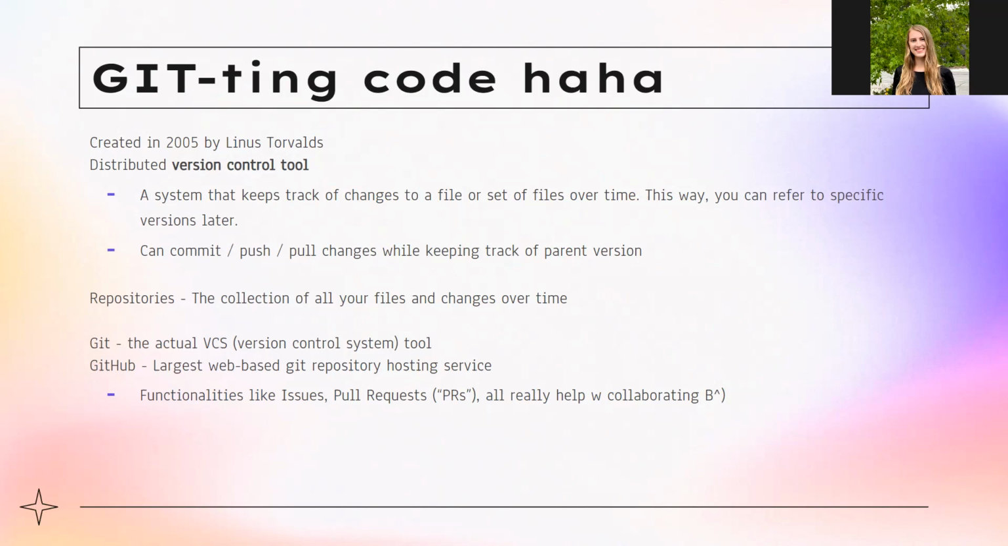So Git is a distributed version control tool made in 2005 by Linus Torvalds. I don't know if I said that properly. It is basically a system that, as I said before, keeps track of changes and versions of files over time. In doing so, you can always refer to past versions, and you can push new versions and also pull in recent versions, and so on. It's a constant chain of histories of code that you can look back at and edit.